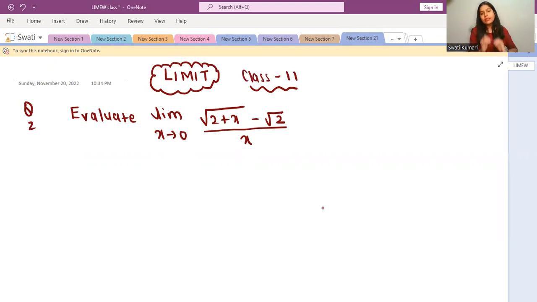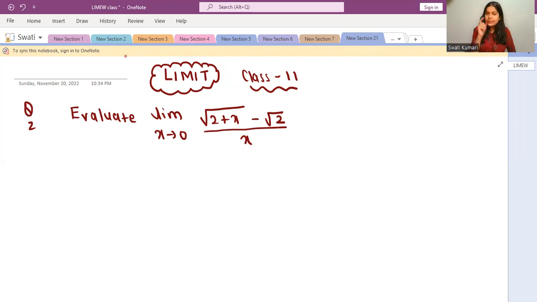So we have to evaluate this limit. Now let me first explain the meaning of limit here. We have to put these values of x here, and we have to bring one answer. I'm not going to explain the meaning of limit here, because for that I'll make another video where I'll talk on the concept of limit. In this video, I'm just going to solve some questions. That's it.